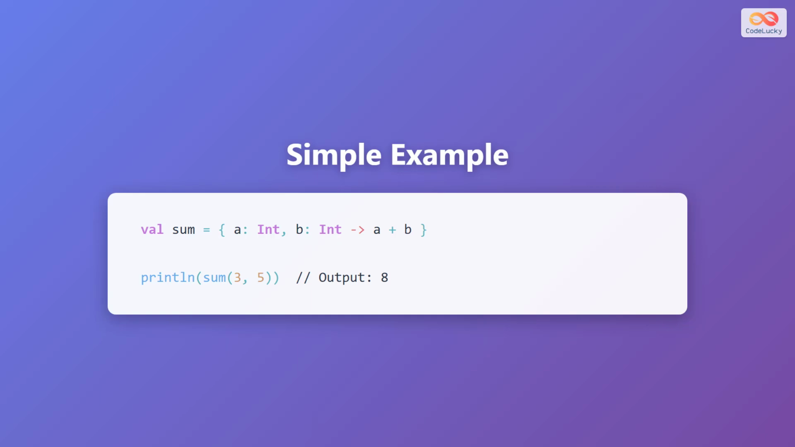Let's look at a practical example. Here we create a lambda called sum that takes two integer parameters, a and b, and returns their sum. Notice how we explicitly declare the parameter types as Int. To use this lambda, we simply call it like a regular function by writing sum, followed by parentheses with the arguments 3 and 5. When we print the result, it outputs 8. This demonstrates how lambdas can be stored in variables and invoked just like normal functions.